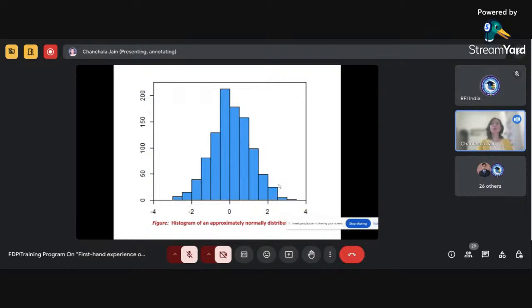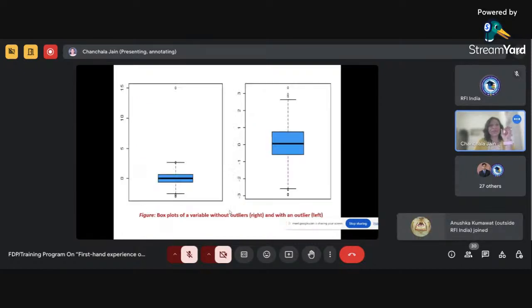Now, suppose you are using the histogram method for checking the normality of your variable, and suppose this kind of histogram appears. It is not necessary that you get the same type of histogram; there can be any shape. But suppose this type of histogram is coming, then you can call it approximately normally distributed, right?